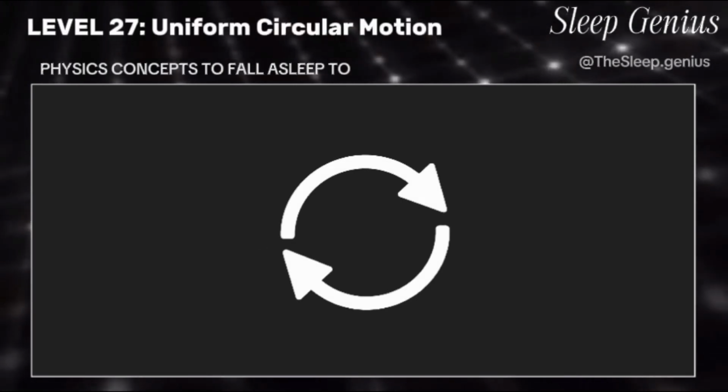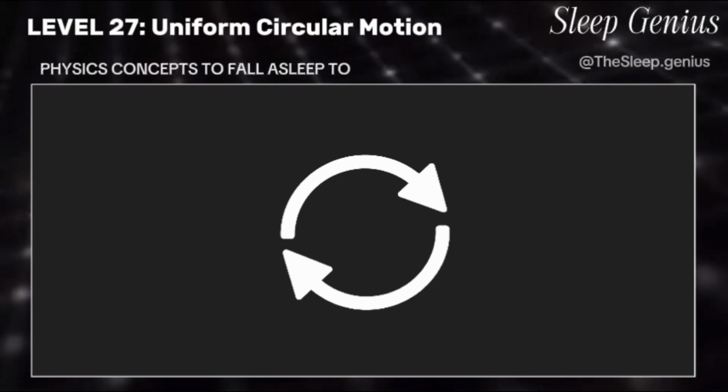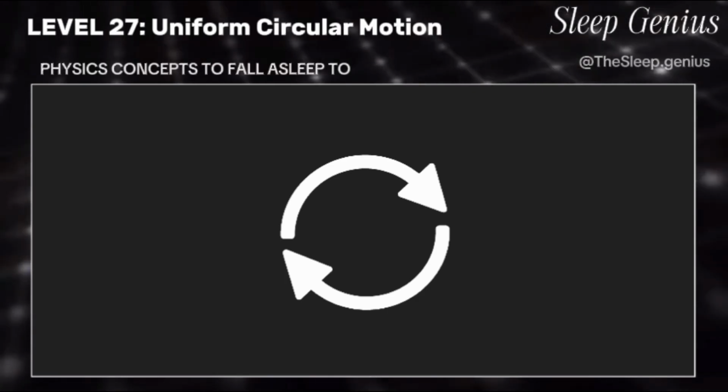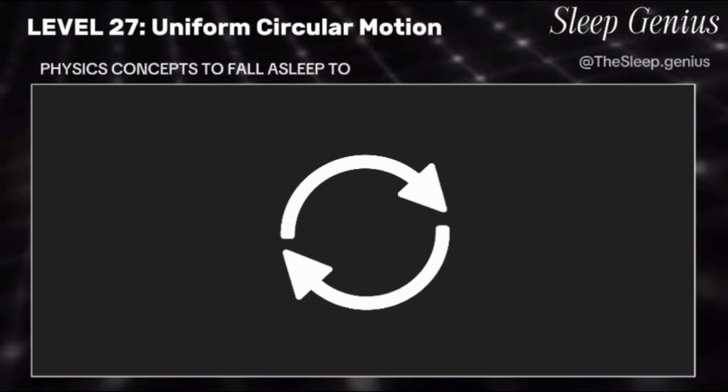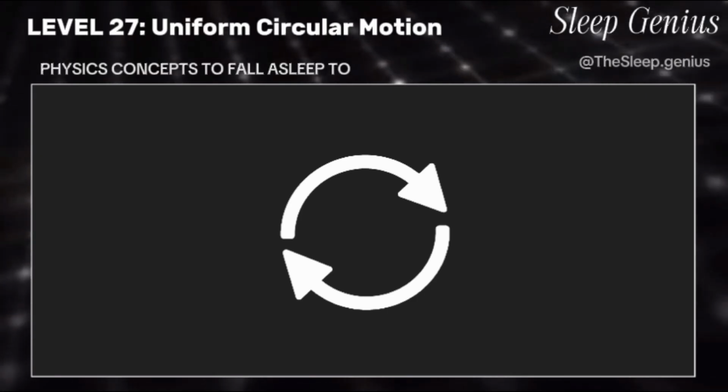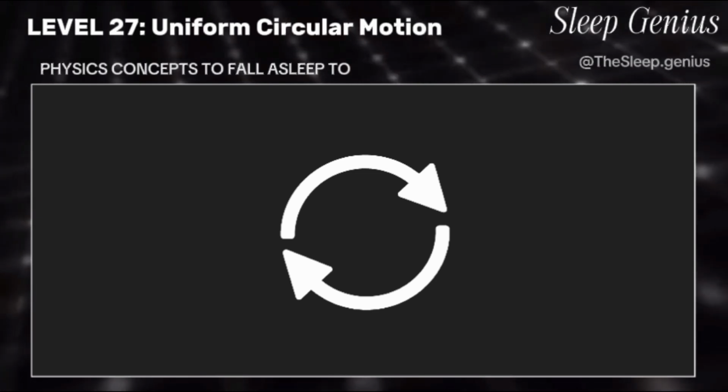Uniform circular motion is the motion of an object moving along a circular path with constant speed. The fundamental idea is that although the speed remains constant, the direction of motion continuously changes, creating acceleration toward the center. The essence is the balance between inertia trying to move the object straight and a central force pulling it inward. Key traits include constant speed, changing velocity, and centripetal acceleration directed toward the circle's center.